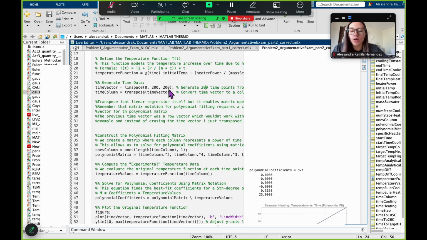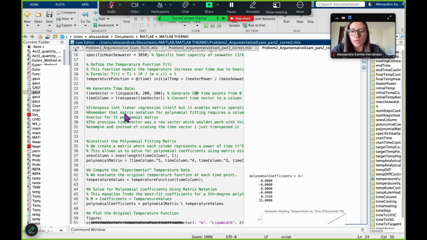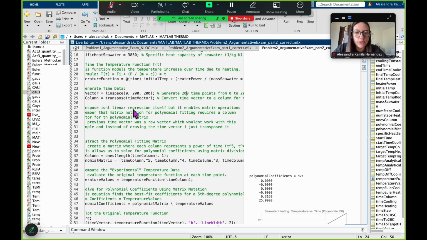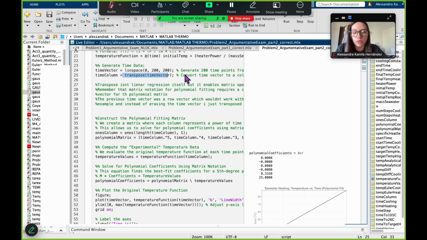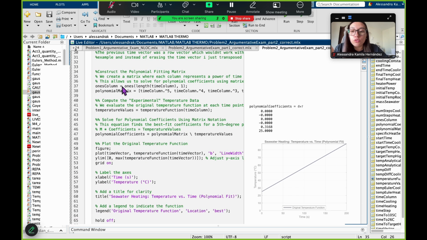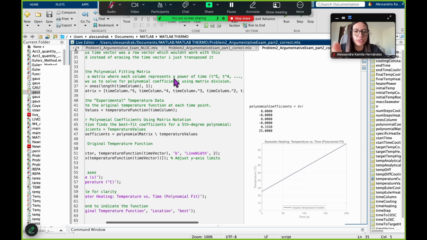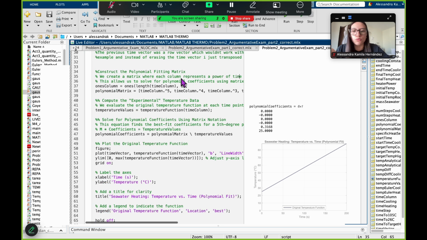Why is that? Because now I'm speaking about matrices, and it's not the same matrix operations as with linear operations. Transpose is not exactly linear regression itself, but it enables matrix operations. So that's why I placed a transpose over here. And to construct the polynomial fitting, I created a matrix where each column represents a power of time from 0 to 5. Well, from 5 to 0. It doesn't matter.